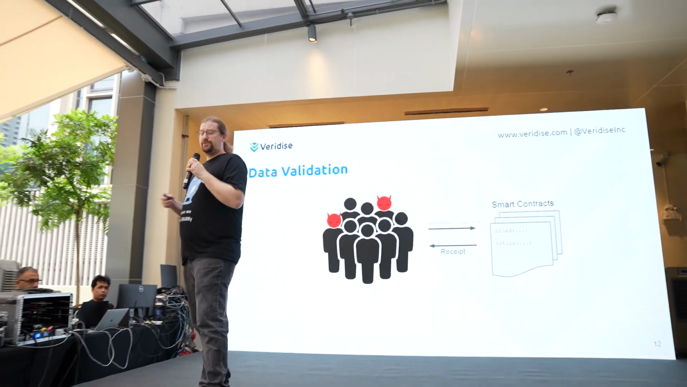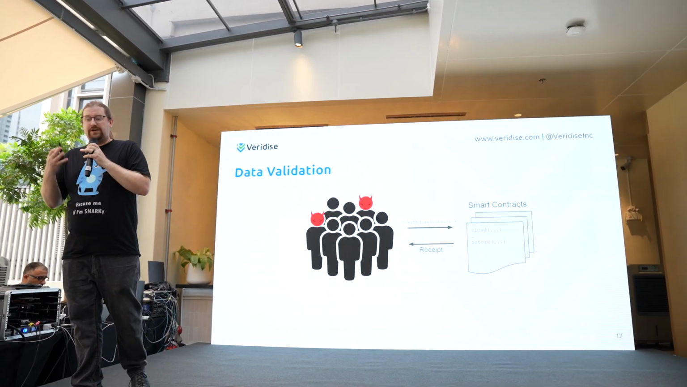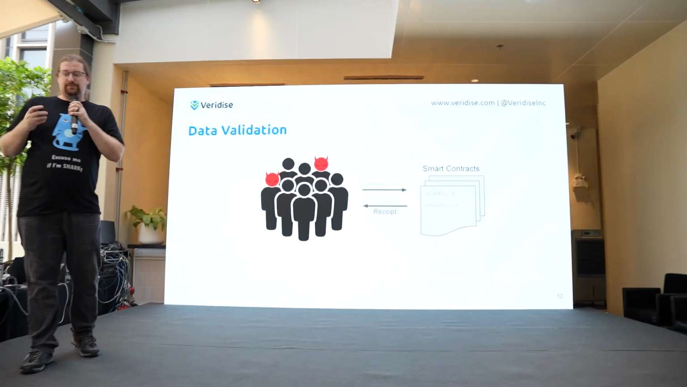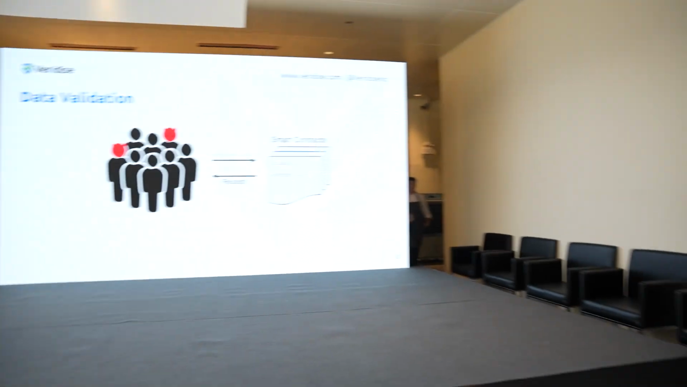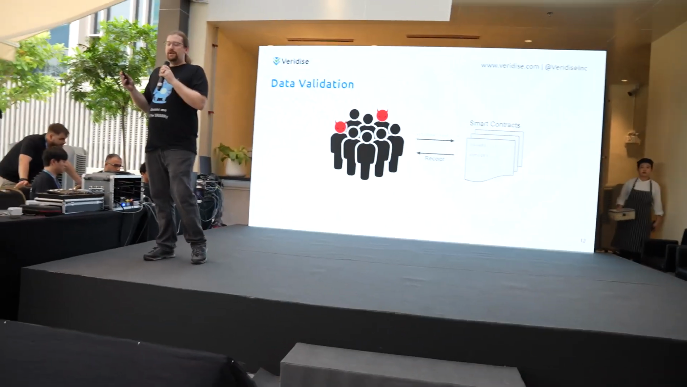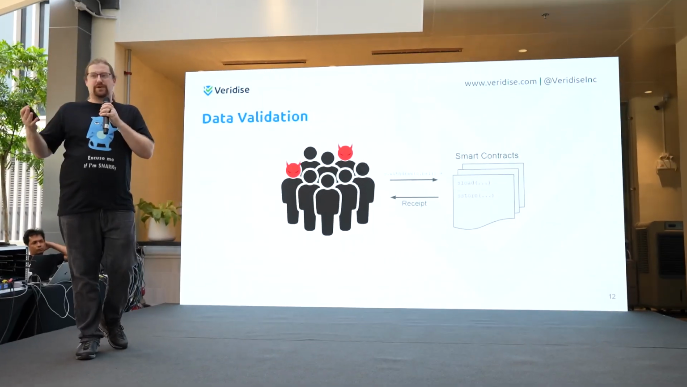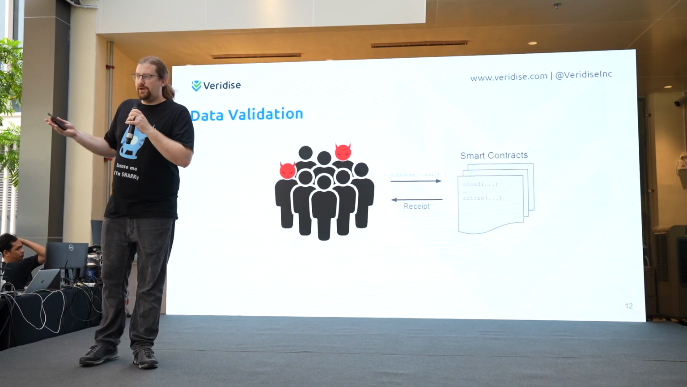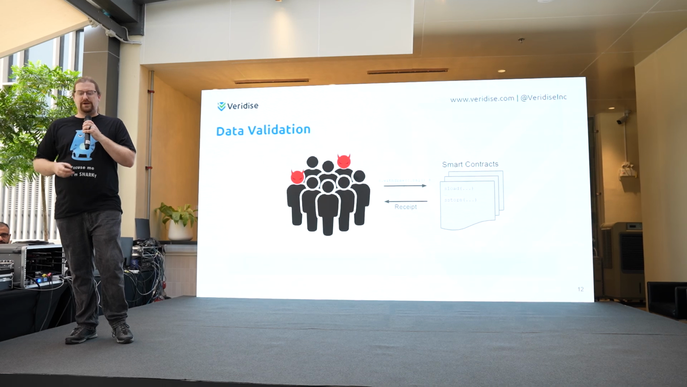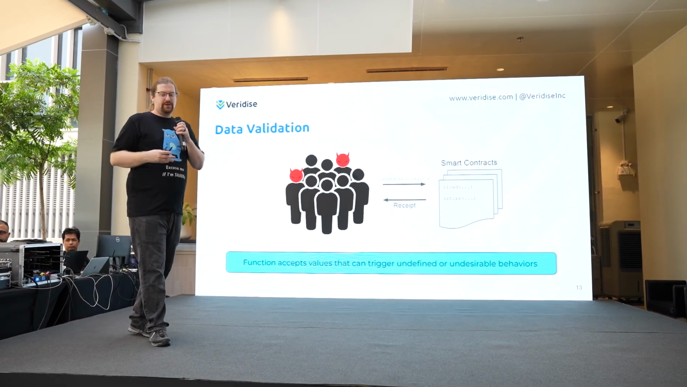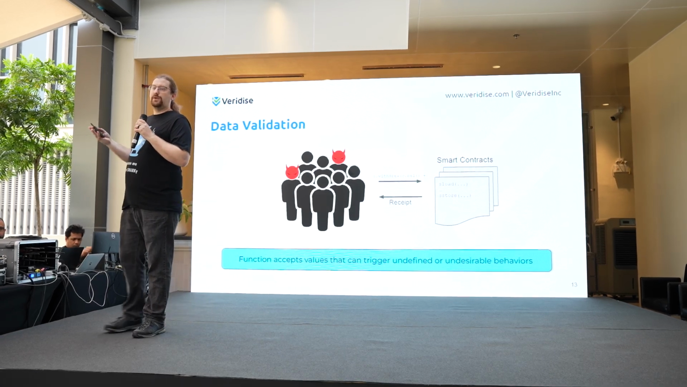Data validation issues correspond to cases where someone interacts with the smart contract in unexpected ways. As an example, you can see a group of users here, and someone might call a withdrawal function, but they might request more funds than what they have in their balance. If they do that, they can over-withdraw their balance and an overflow can be caused. In Solidity, this is now very uncommon because overflow protections are on all the time, but this used to be a very common issue. And so data validation issues occur when a function accepts values that can trigger some undefined or unexpected behavior.